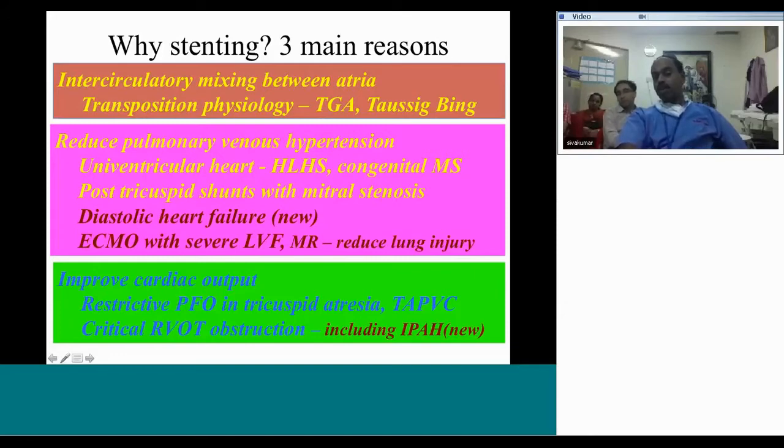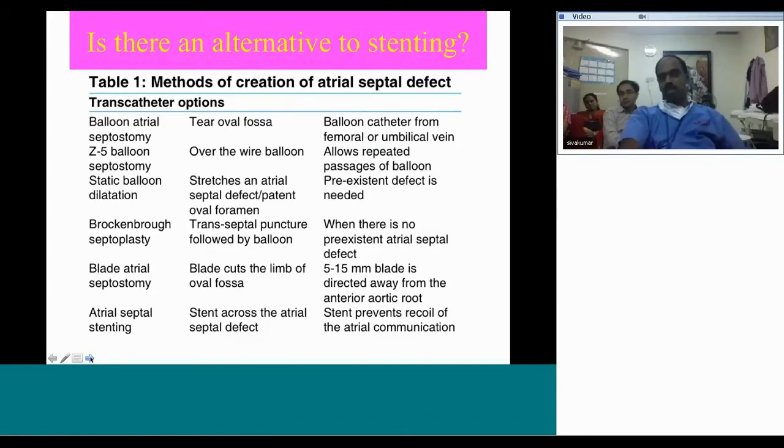Reason three, for promoting right to left flows, for example restrictive PFO in tricuspid atresia, TAPVC, or critical RVOT obstruction, and patients with idiopathic pulmonary arterial hypertension to improve the cardiac output. So this is right to left shunting. This is left to right shunting. This is bidirectional shunting. These are the three groups of indications for creating intracirculatory mixing, an intra-atrial communication.